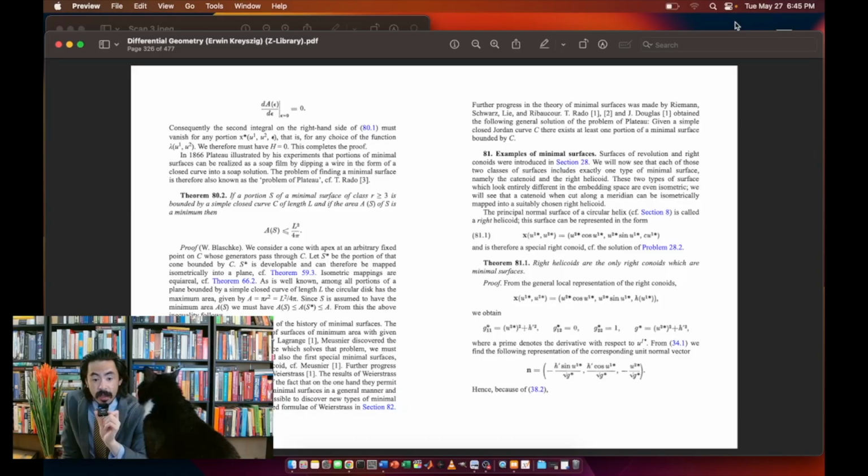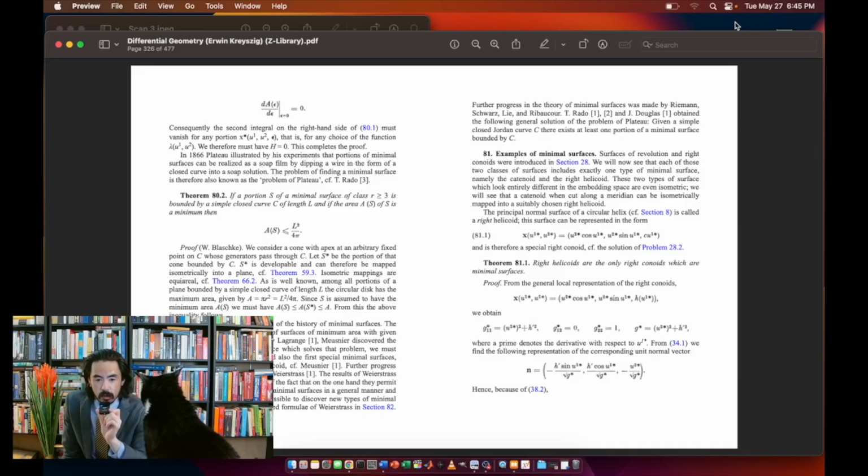The principal normal surface of a circular helix, for which we can refer back to section 8, which is examples of special curves, and look at where we are now, here in examples of minimal surfaces at the very end of the book.